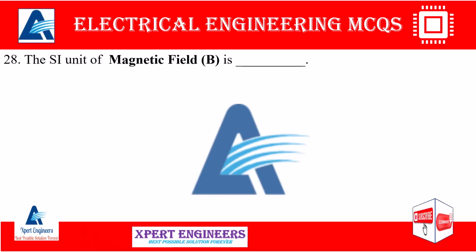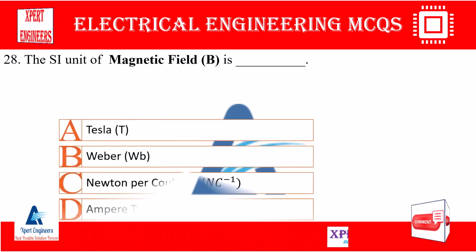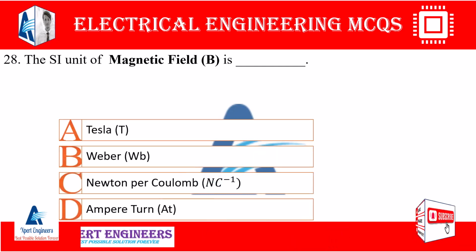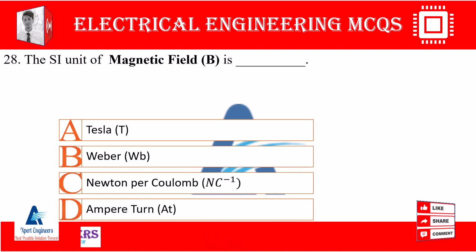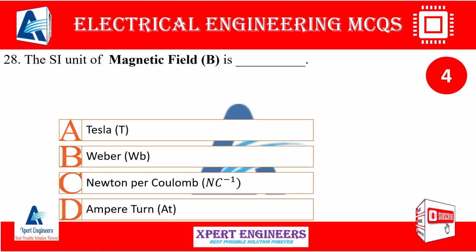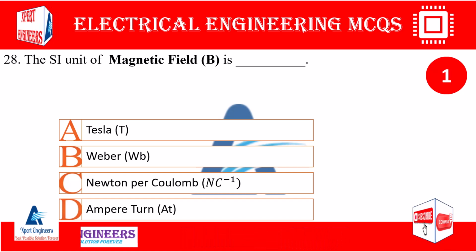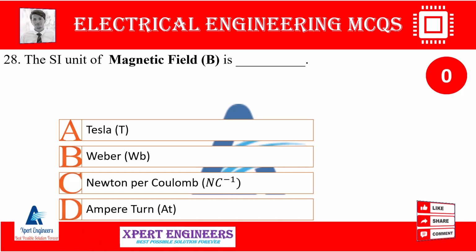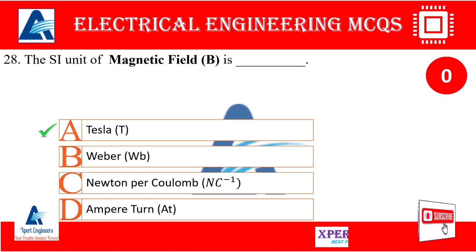Next is the SI unit of magnetic field is dash. A, Tesla, B, Weber, C, Newton per coulomb, and D, ampere turn. The correct option is A, Tesla. The SI unit of magnetic field is Tesla.